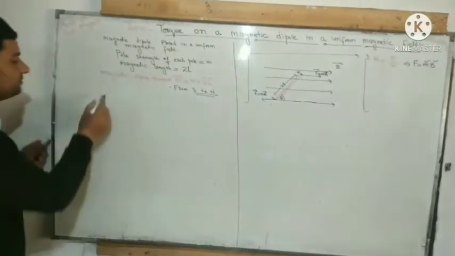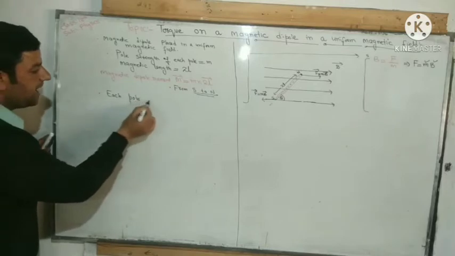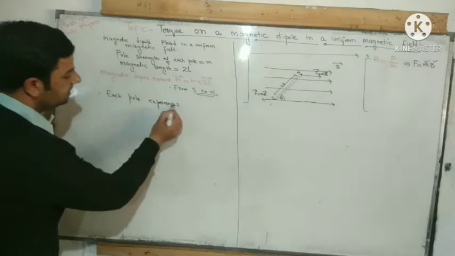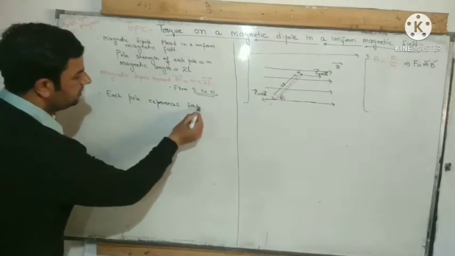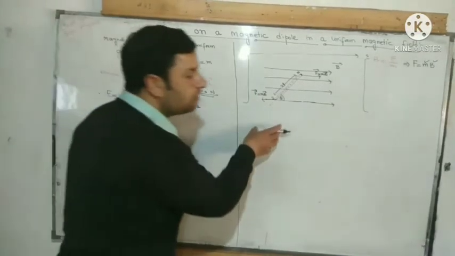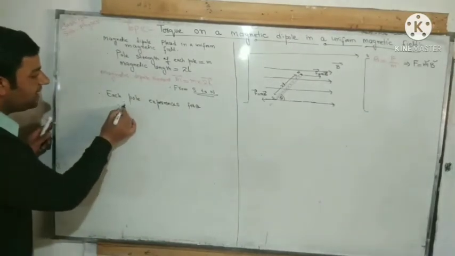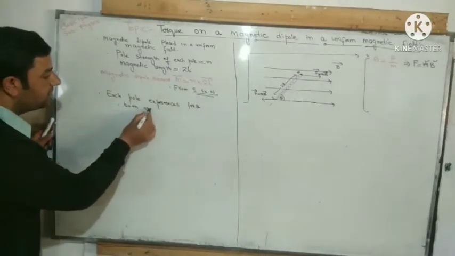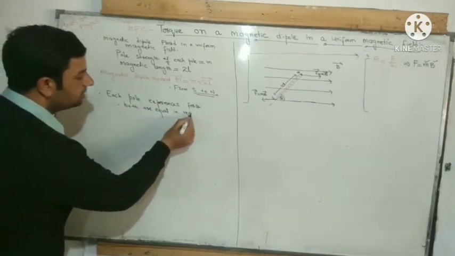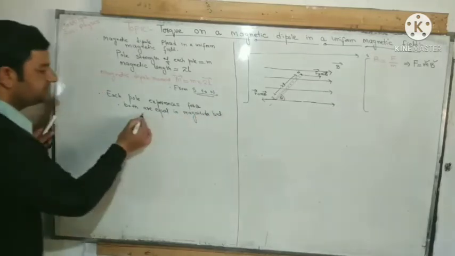Each pole experiences force. Both the north pole and the south pole experience force. Both are equal in magnitude, equal in magnitude but opposite in direction.